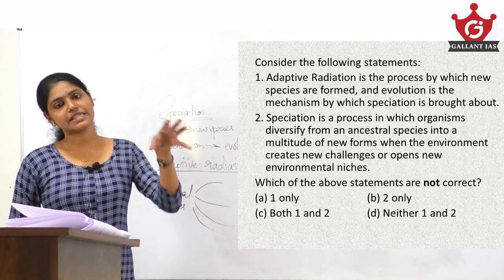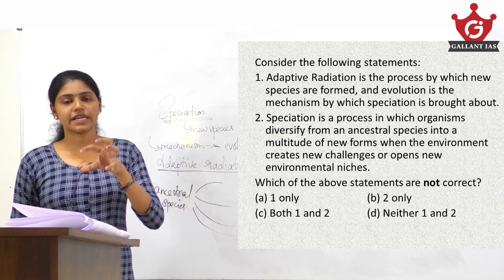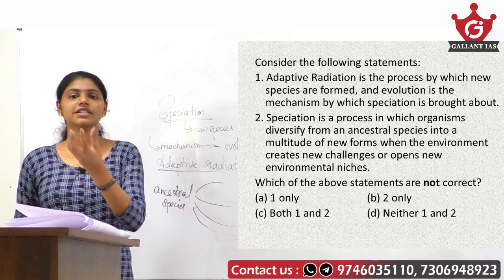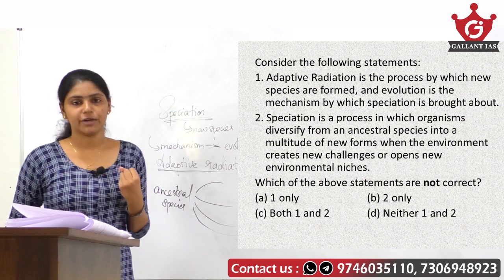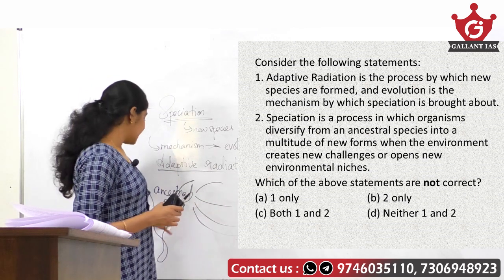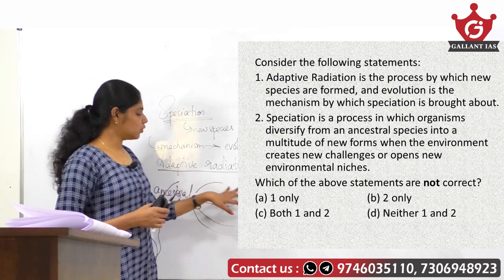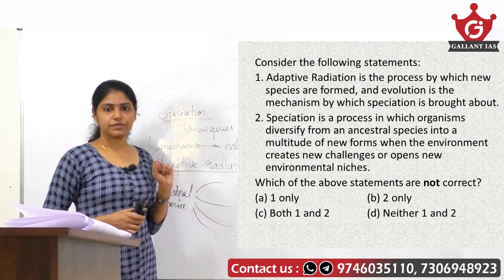As the term suggests, it is adaptive radiation. Adaptive in the sense that the organisms are being adapted to the changes or new challenges that are being brought about in the environment. It is radiated or diversified from an ancestral species. New forms of organisms are being developed. That is what is known as adaptive radiation.